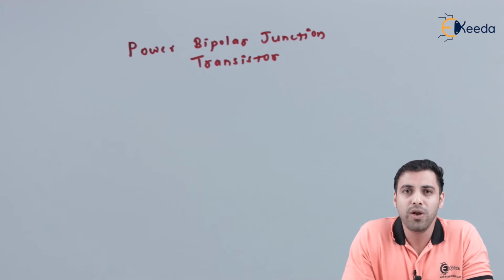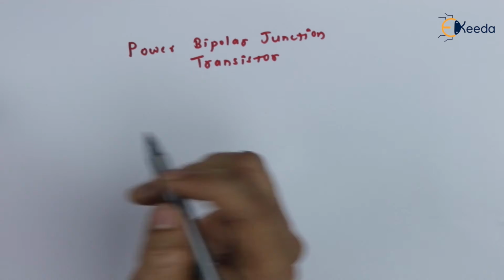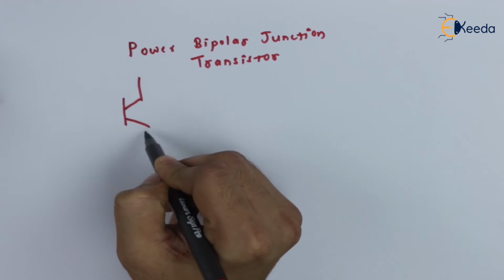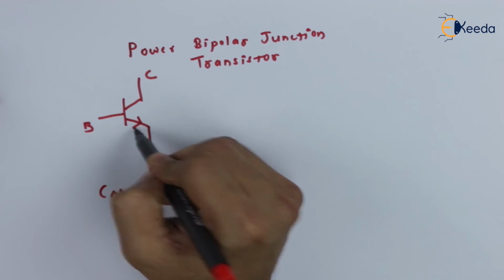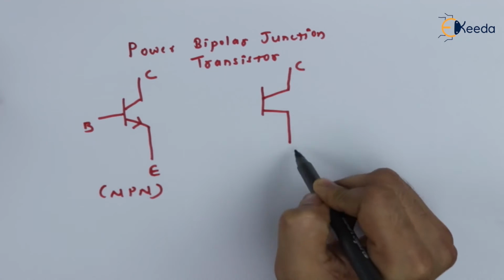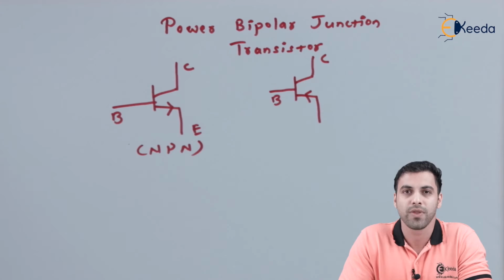So friends, we all know there are two types of transistor. Number one, NPN. Number two, PNP. So let's draw the symbolic diagram and the junction diagram of an NPN and a PNP transistor.